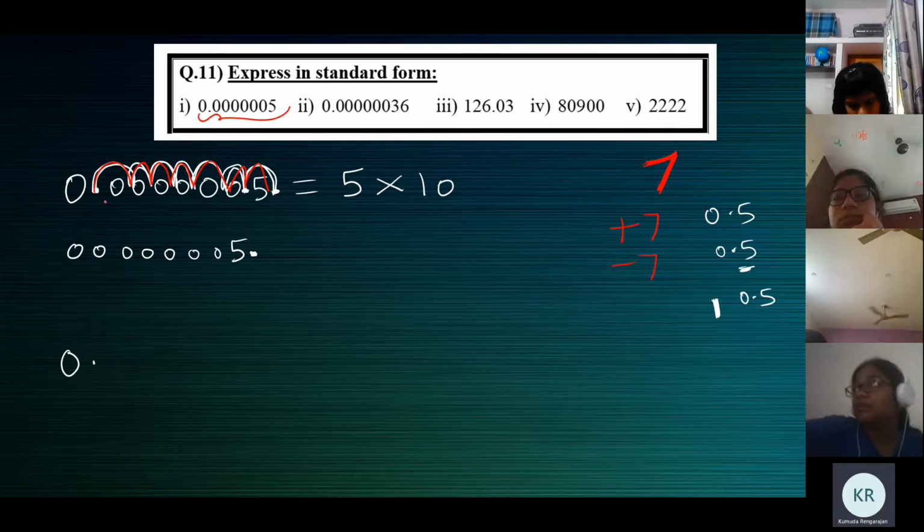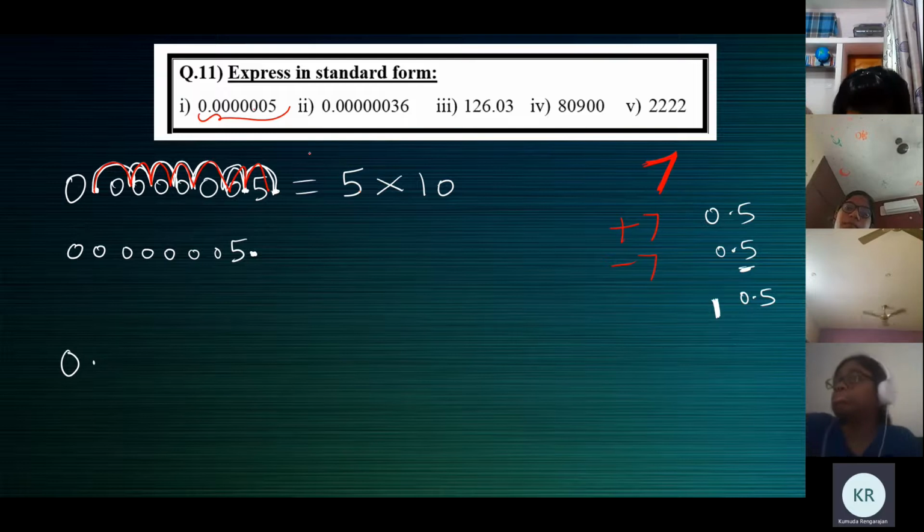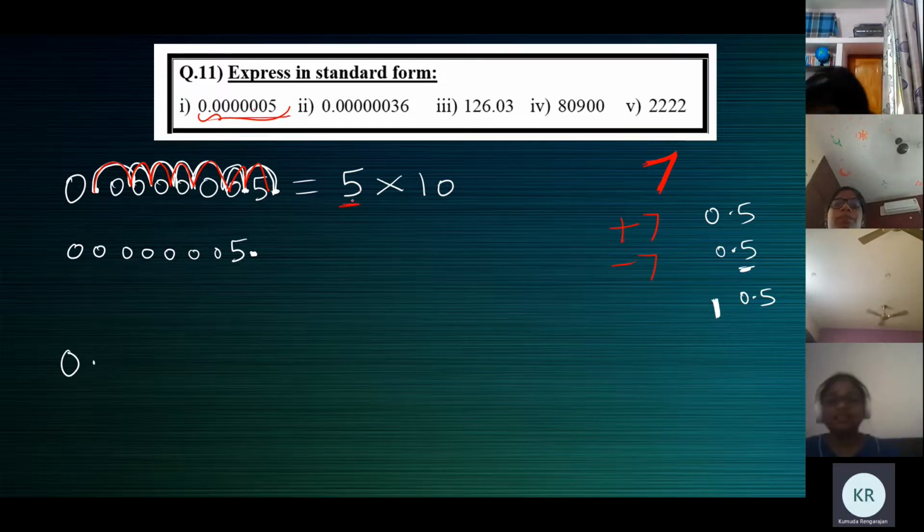The given number was small. You have increased its value. It has become 5. Compare the given number, 0.000, that 5, and this 5. You have increased its value. So raise 10 to a negative power. So minus 7. 5 into 10 to the power minus 7.